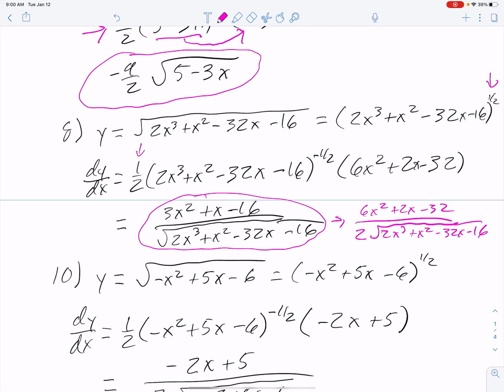I know the derivative of something to the 1/2 power is 1/2 times that original internal function to the negative 1/2 power, and then I take the derivative of that internal function. And again, the 1/2, the 6, the 2, the negative 32 can reduce.